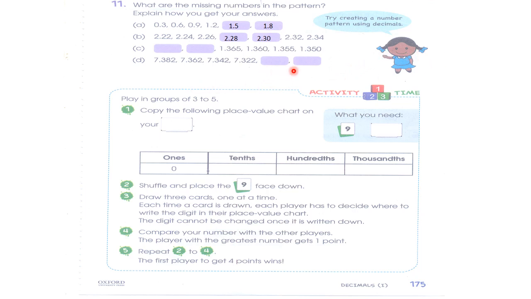And here we see the pattern from 50 to 55 and 60 and 65, and here it should be 1.360 and 1.355, right? So this becomes the pattern. Here 7.382, 7.362, that means 0.020 is decreasing. If you subtract this from this, you will understand what is decreasing, right? So the answer will be 7.302 and 7.282. Okay, with this the chapter is complete.